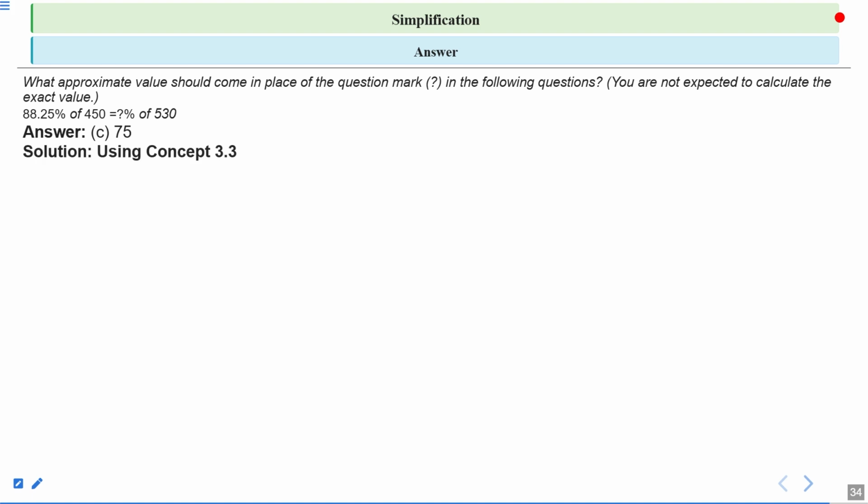Now see the detailed solution using concept 3.3. We can say 450 into 88 upon 100 in approximate form. 88% we can calculate, which equals 530 into question mark upon 100. So 100 will be cancelled out on both sides. When we simplify it, we get 450 into 88 upon 530. So we get approximately 75. So C is the correct answer of this question. Next one. Thank you.